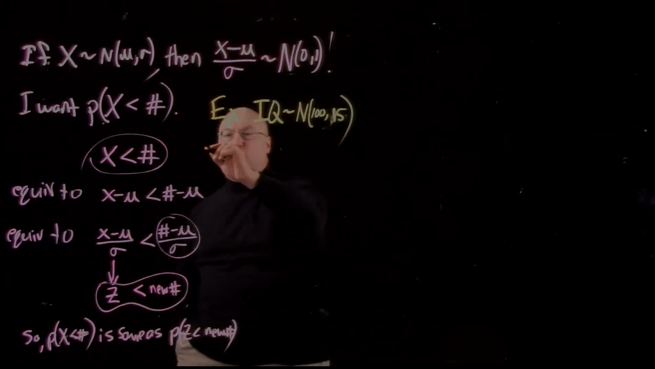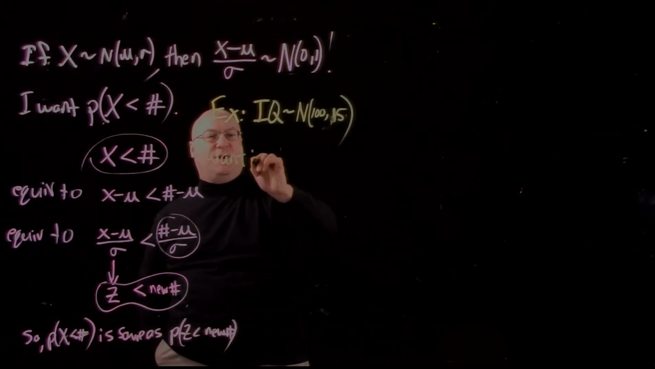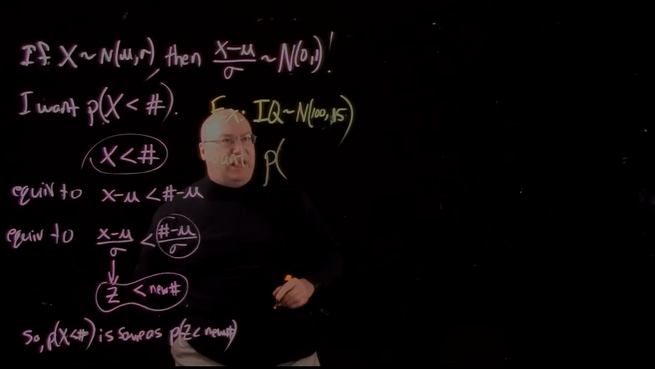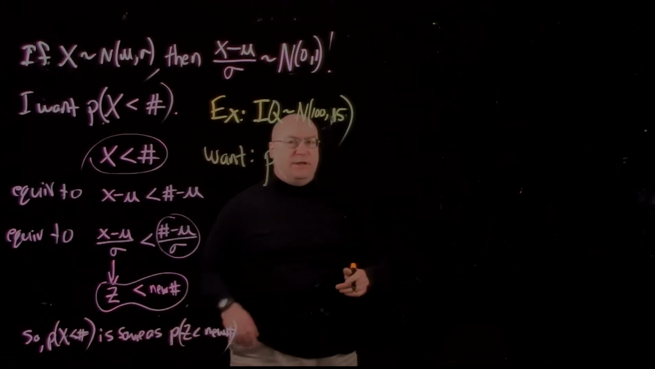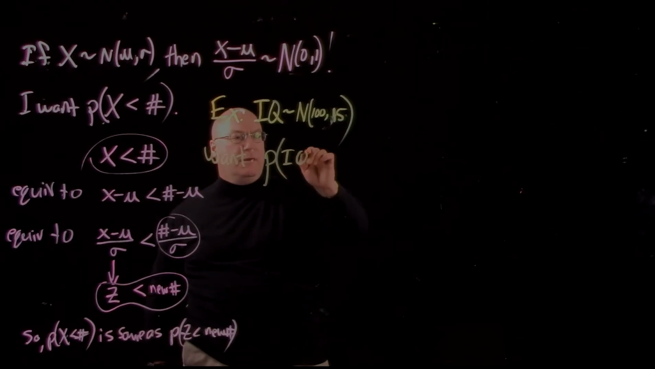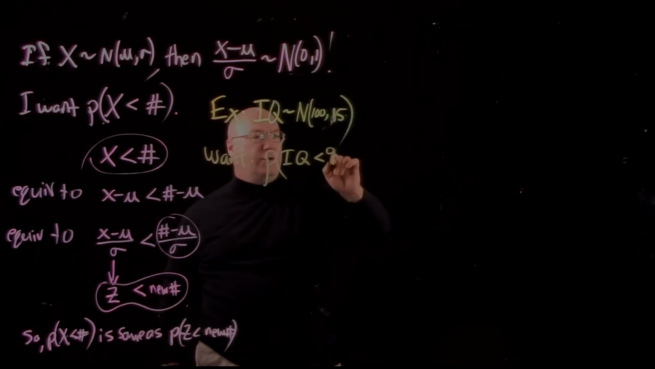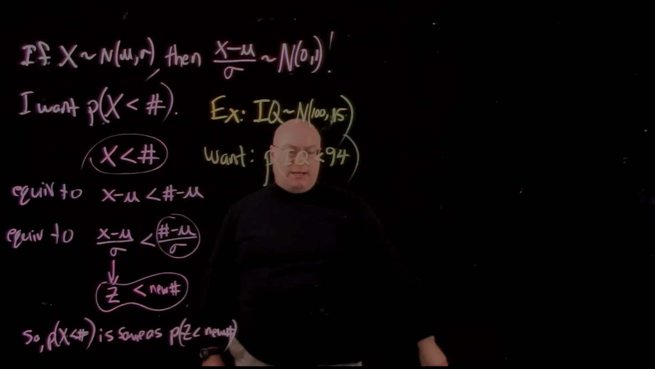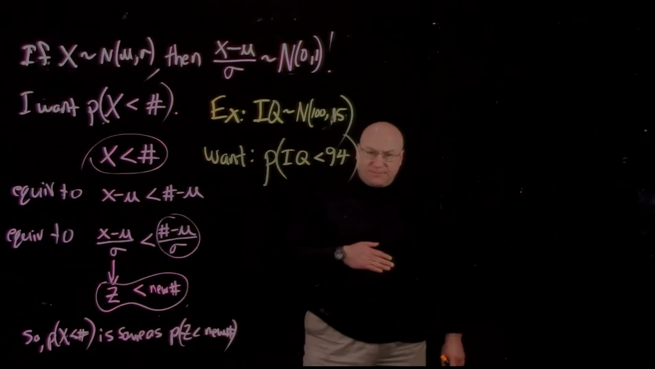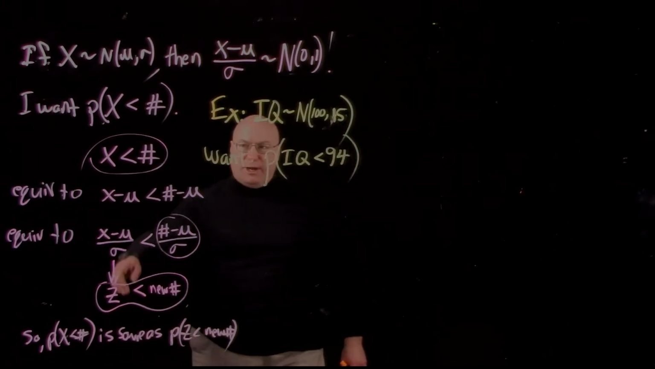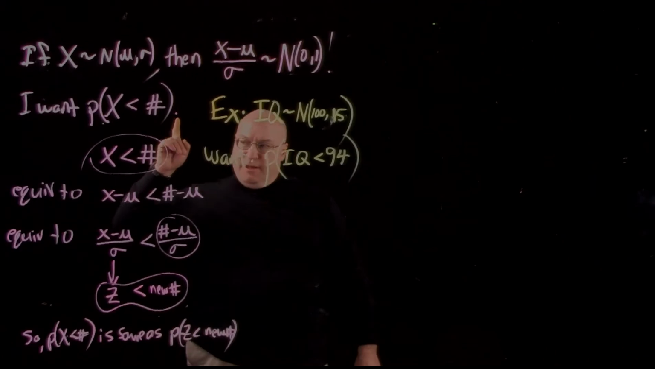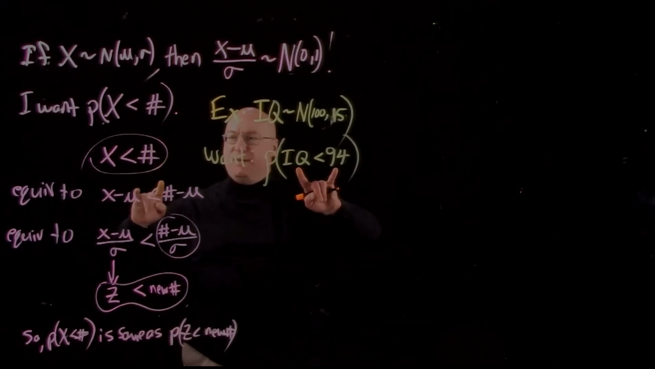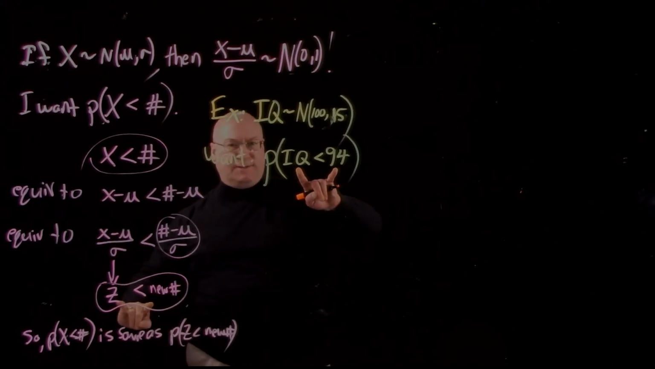Okay, well, what do we want? We're asked to find the probability that a randomly chosen person has an IQ less than 94, correct? Let's just go through what I did here. This event is this event right here. I'm going to convert it down to this.